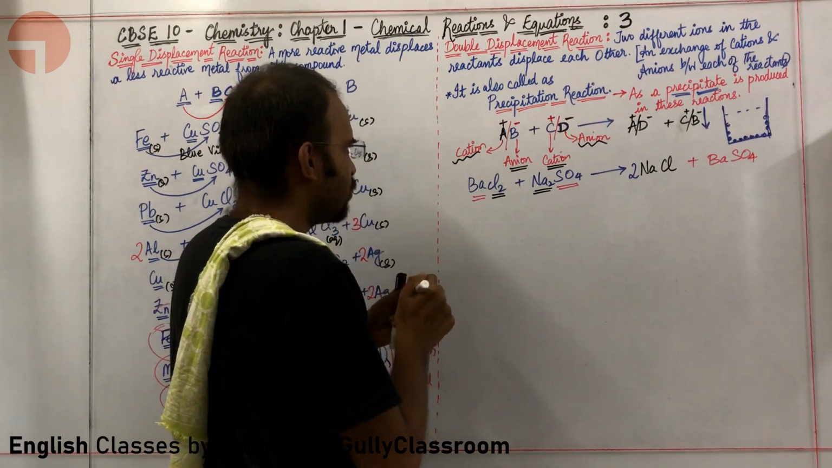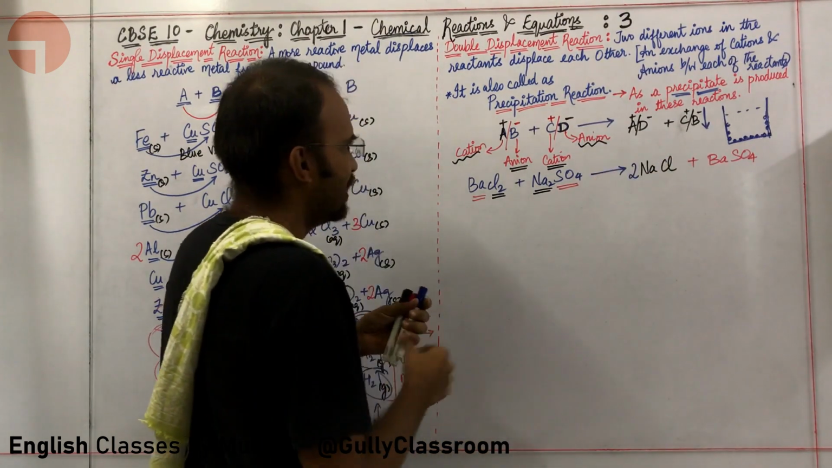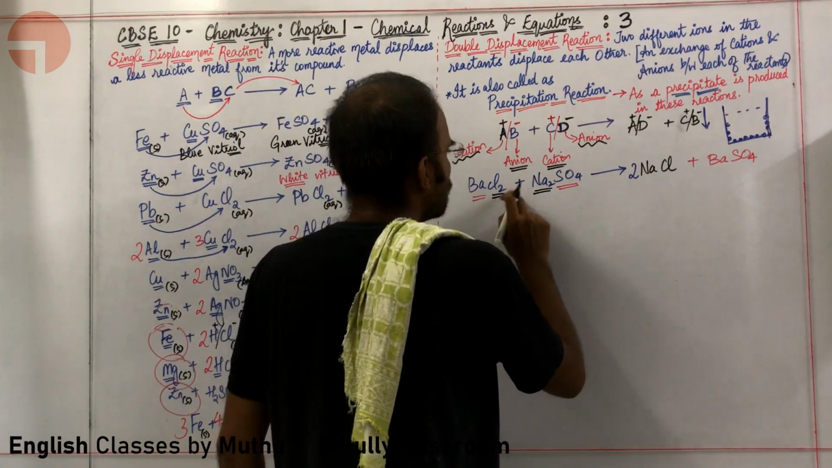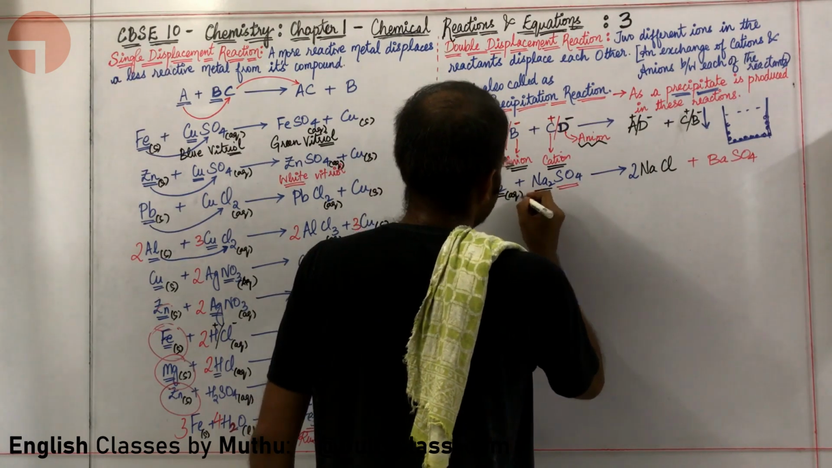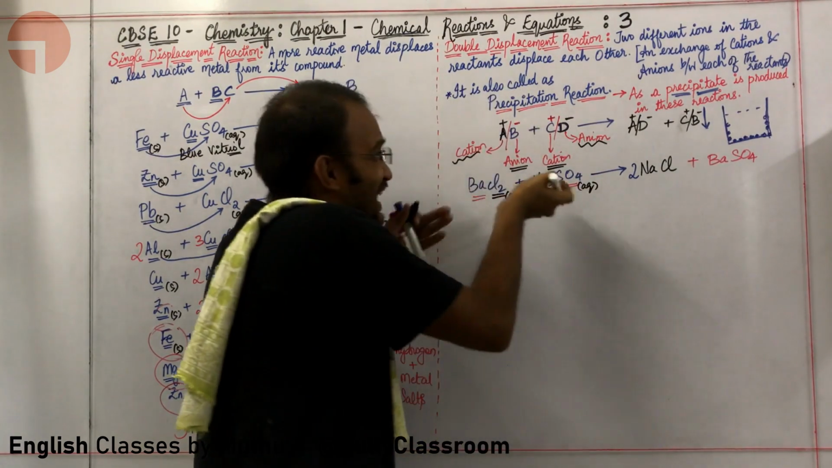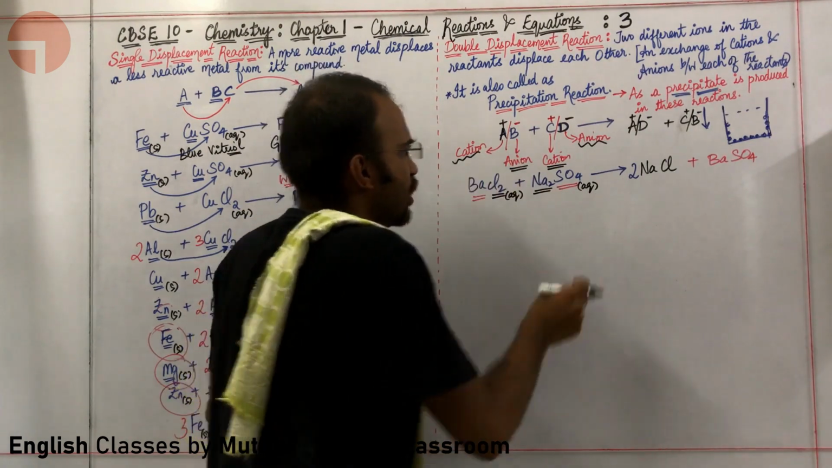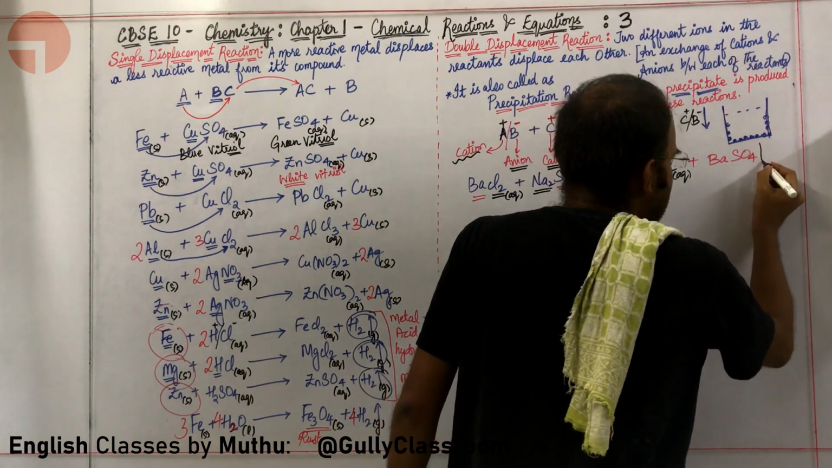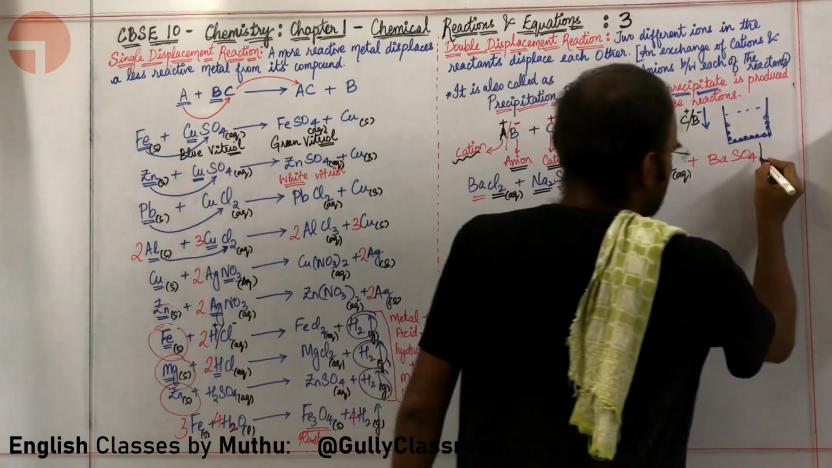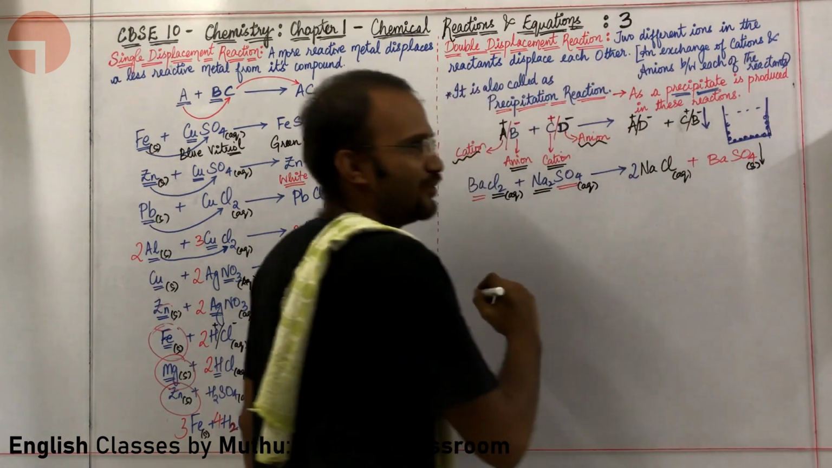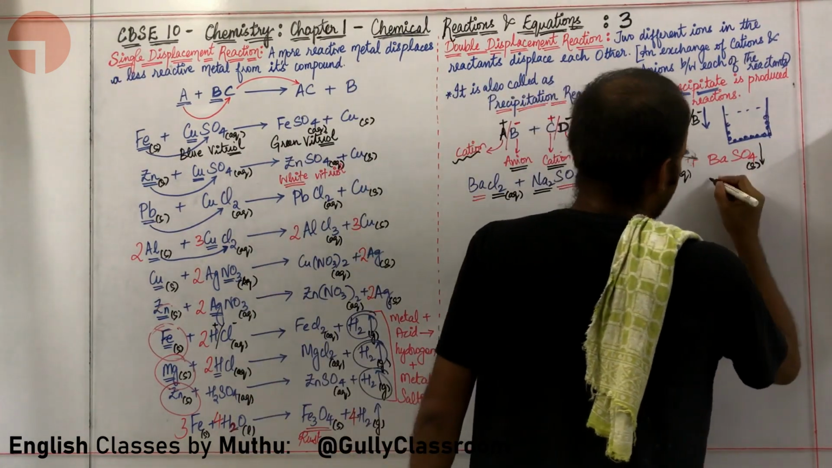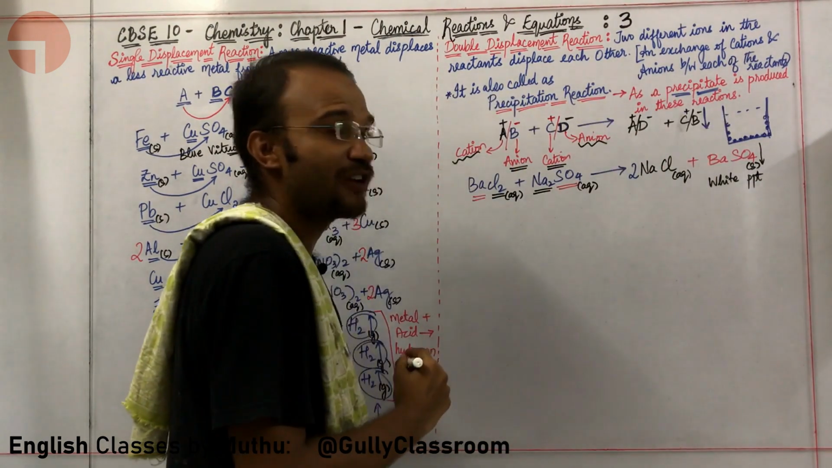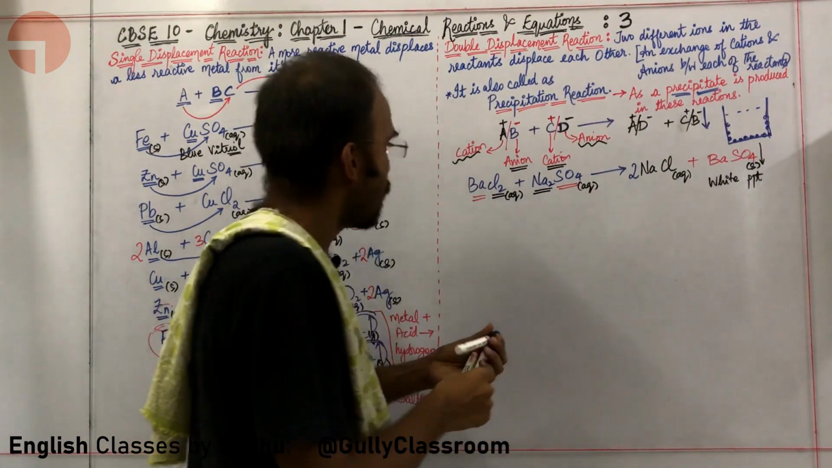Okay, sir. What about the physical state of all these reactions? BaCl2 and Na2SO4 must be in aqueous form so that they can exchange their ions. NaCl will also be in aqueous form, but BaSO4 is the precipitate, so this precipitate will obviously be in solid form. What is the color of BaSO4? BaSO4 is a white precipitate.